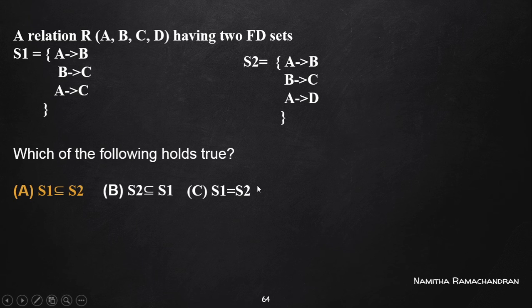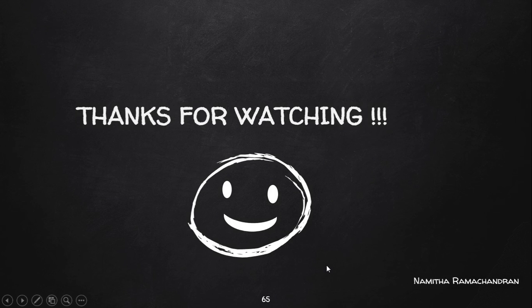Okay, so these are all about checking equivalency between two different sets of functional dependencies of a given relation. And in our coming video we can discuss some more GATE questions regarding equivalency, attribute closure and functional dependencies.